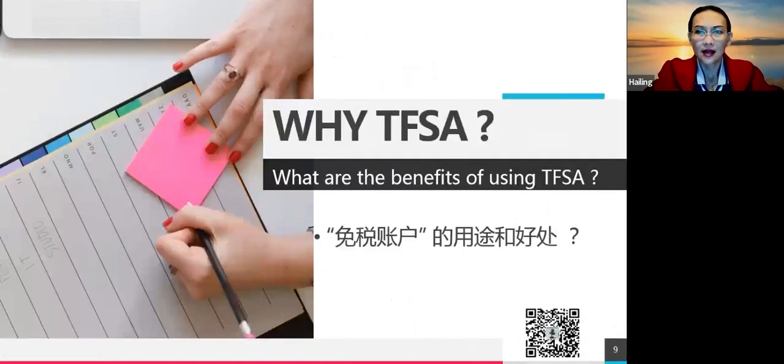And then, why a tax-free savings account? What are the benefits of using a tax-free savings account?